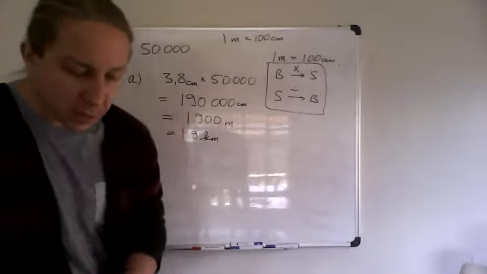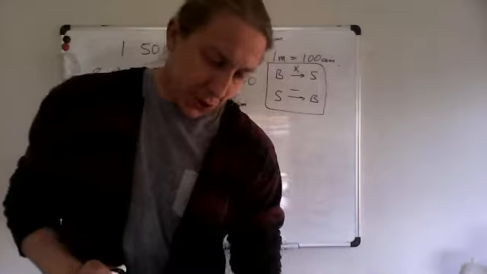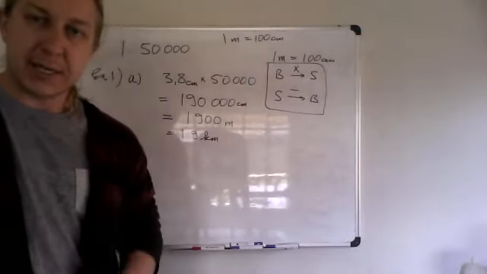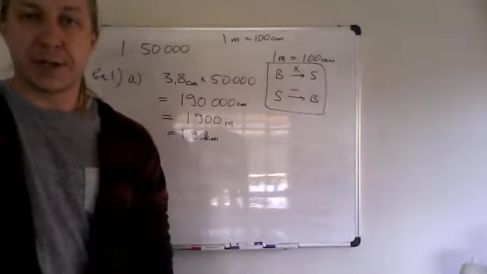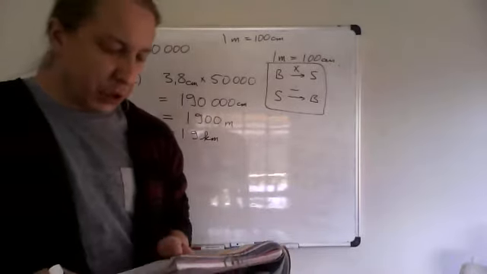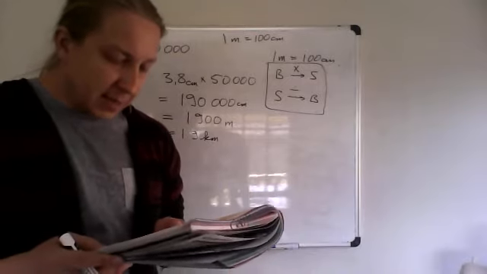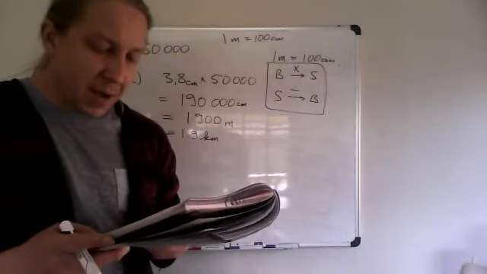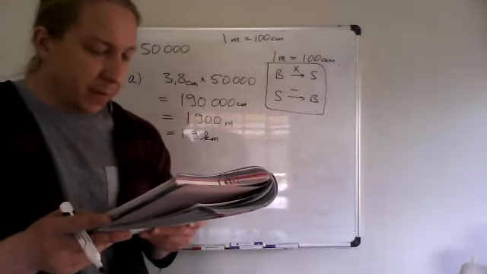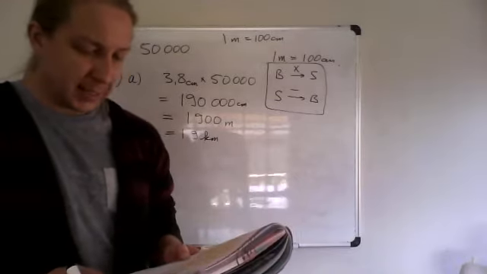Guys, I want you to do the rest of these, B, C, and D. It's exactly the same procedure as this, just using different numbers, so you'll be able to do that. Let's look at number 2. Calculate the lengths in centimeters on a map with a scale of 1 to 50,000 of the following actual distances.